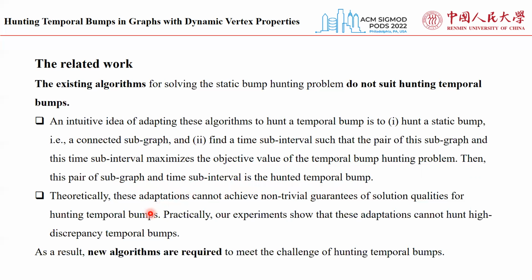Theoretically, these adaptations cannot achieve non-trivial guarantees of solution qualities for hunting temporal bumps. Practically, our experiments show that these adaptations cannot hunt high discrepancy temporal bumps. As a result, new algorithms are required to meet the challenge of hunting temporal bumps. In our paper, we focus on developing new algorithms for hunting temporal bumps in graphs.